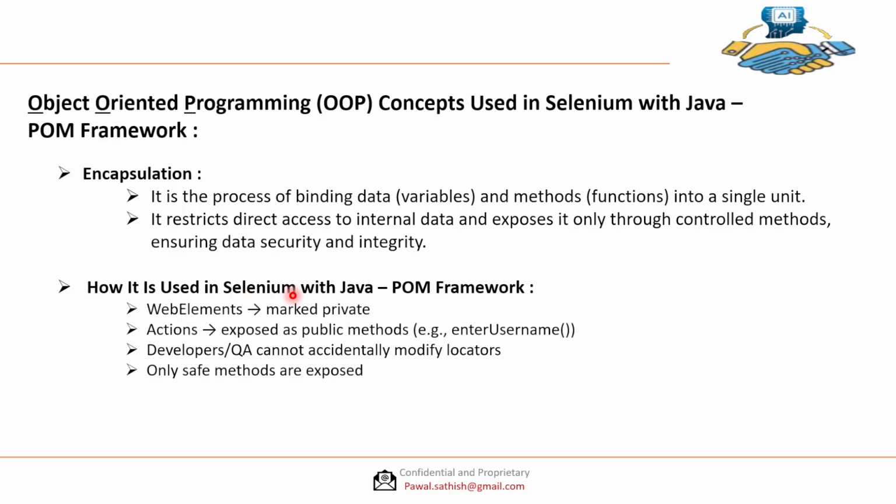How will you use it in Selenium with Java POM framework? Username or password web elements we mark as private; we will not keep them public. The actions we are performing we expose as public, and these actions or methods call the private members. That way developers or QA cannot modify the locators explicitly or accidentally, and only safe methods are exposed. This way we can use encapsulation in the POM framework.